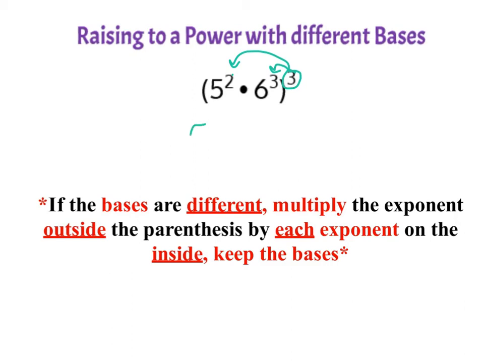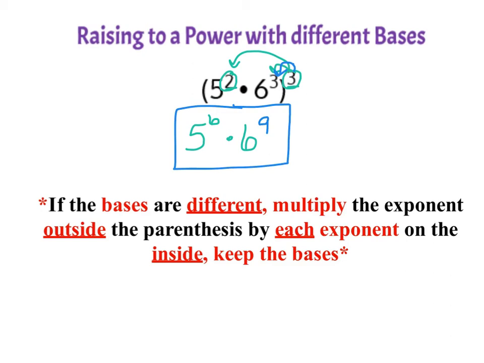So 5 to the 2nd, raise my 3rd power, I'm going to multiply my powers. 3 times 2 is 6, times 6 for my base, do the same thing, multiply my power, 3 times 3, and I get 9. And that's as simplified as it can go. Can't combine, these are not like bases. 5 to the 6 times 6 to the 9.